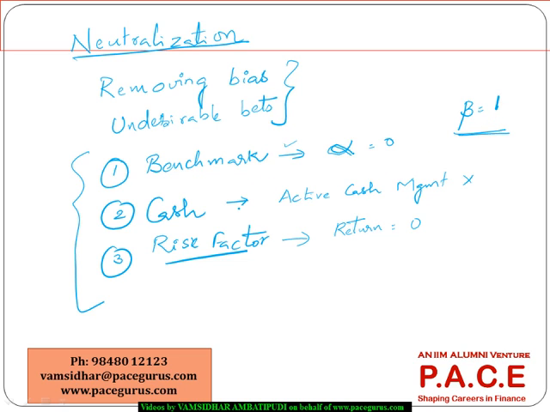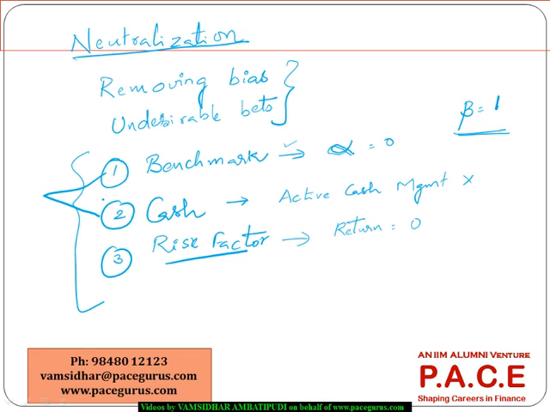Similarly, when I am talking about cash neutral, as we said, we are adjusting the alpha so that the cash position is nowhere active. So it is very much possible that any portfolio, I can try making it both benchmark neutral as well as cash neutral. So these are some of the things that we need to understand as far as neutralization as a process is concerned.